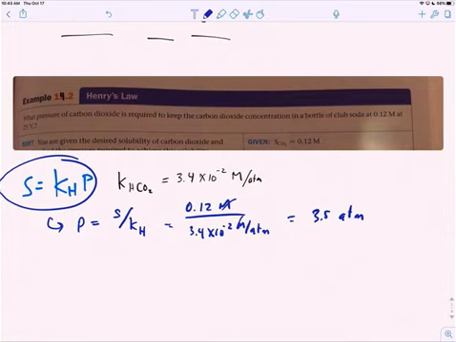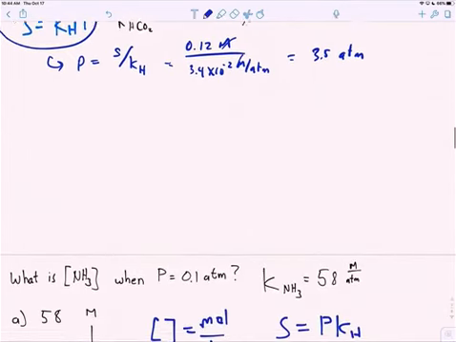You also notice that soda is under pressure. When you open a can of soda, what do you hear? You hear that pressure coming out, and that's how they do it. They put it under high pressure carbon dioxide to get things to dissolve.